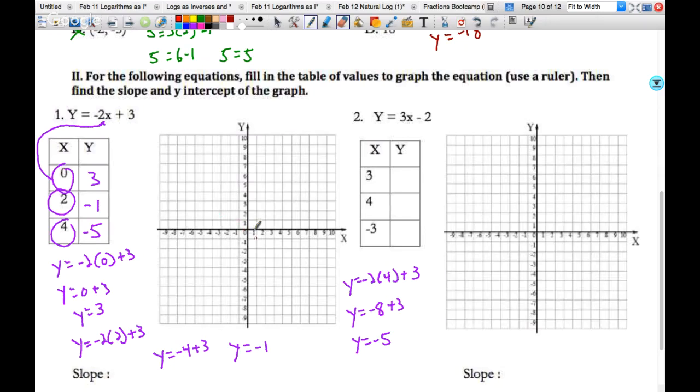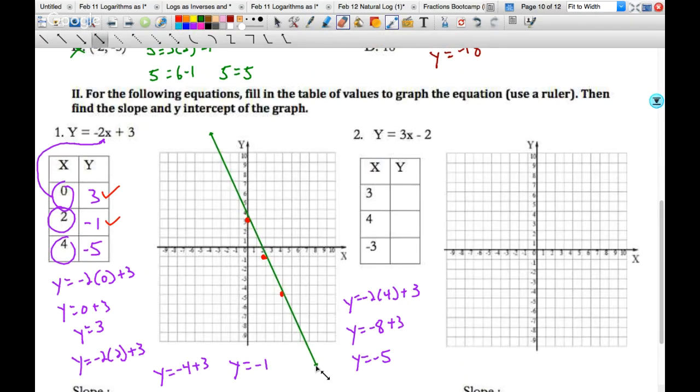All right, let's plot these ordered pairs, 0, 3. So 0, I don't move. 3 goes 3's up, 1, 2, 3. There's that first point. 2, negative 1, I go back to the origin. I go 2 to the right because it's positive, 1 down because the 1 is negative. There's that point. And 4, negative 5. I go over to 4, down 5 units. And I make another point.